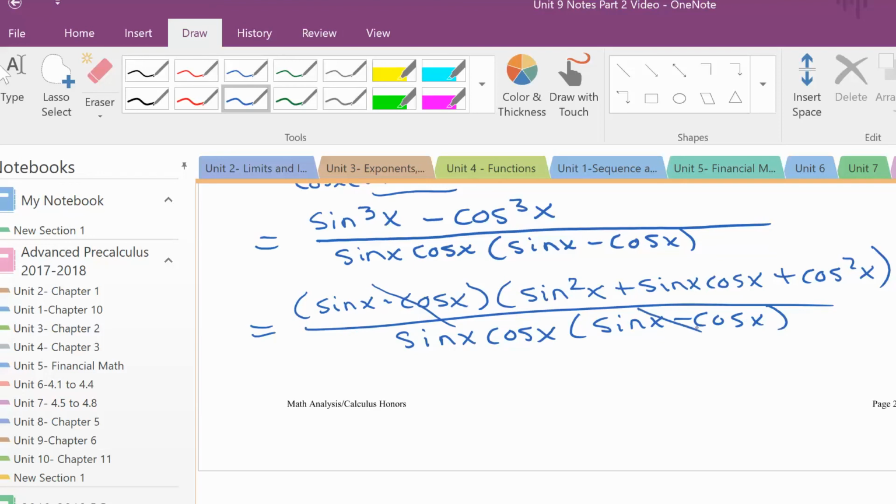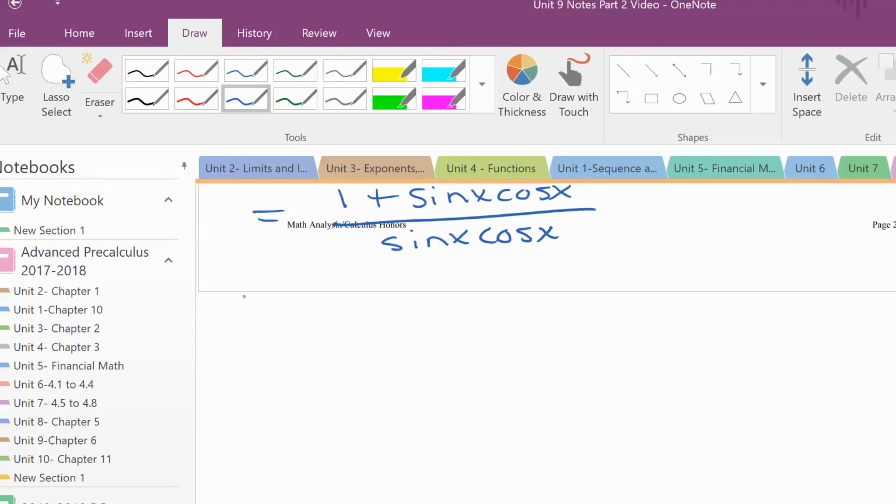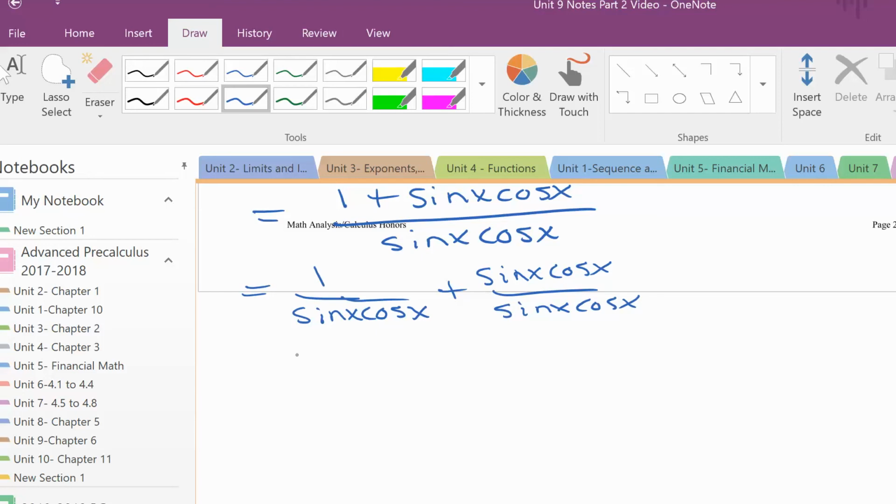Notice you can cancel here. And also sine squared plus cosine squared is 1. So you have 1 plus sine x cosine x over sine x cosine x. And you can split that into 2 fractions. That's 1 over sine x cosine x plus sine x cosine x over sine x cosine x. So that gives you cosecant x secant x plus 1. And that's what you're trying to get.